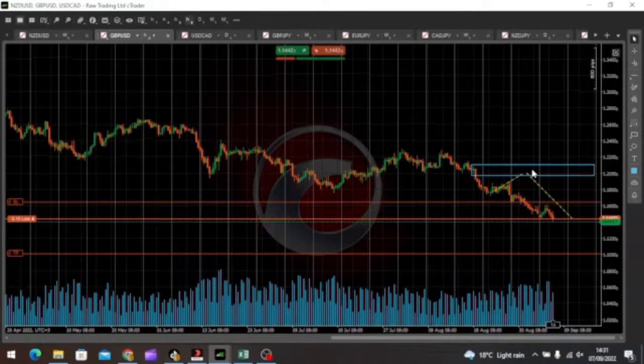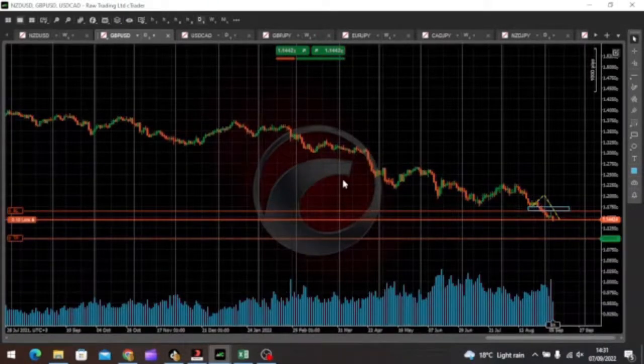So our blue box moves from up there to here. I hope that's okay, guys. So that's a trade you can comfortably take. This is a fantastic sell.